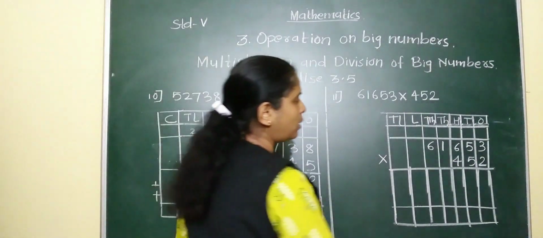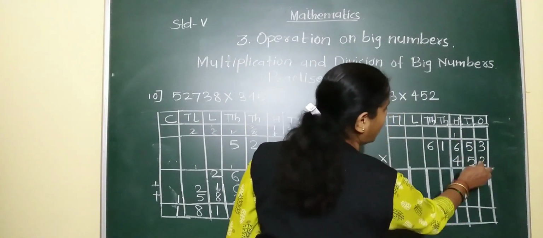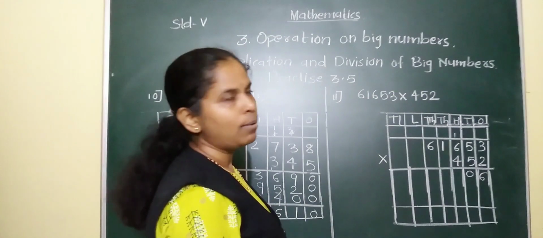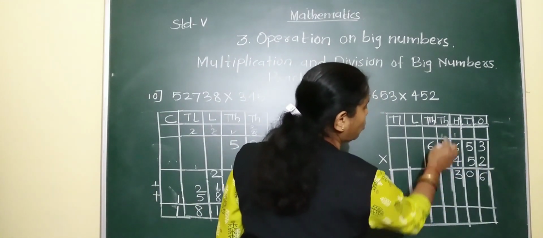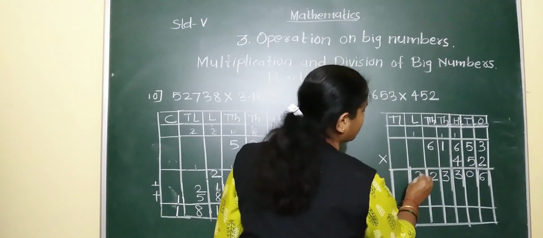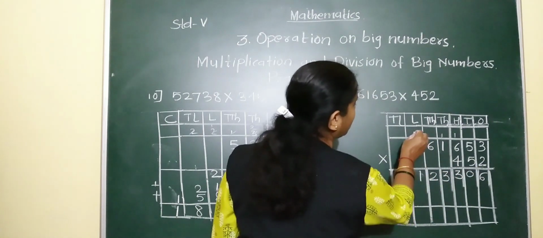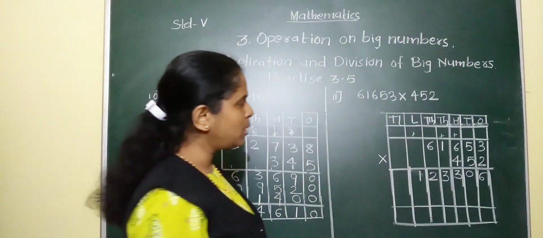So 2 3s are 6. Then 2 5s are 10, 0 carry 1. 2 6s are 12 plus 1, 13, 3 carry 1. 2 1s are 2 plus 1, 3. And 2 6s are 12. Okay. Now this, cancel whatever numbers we carried.